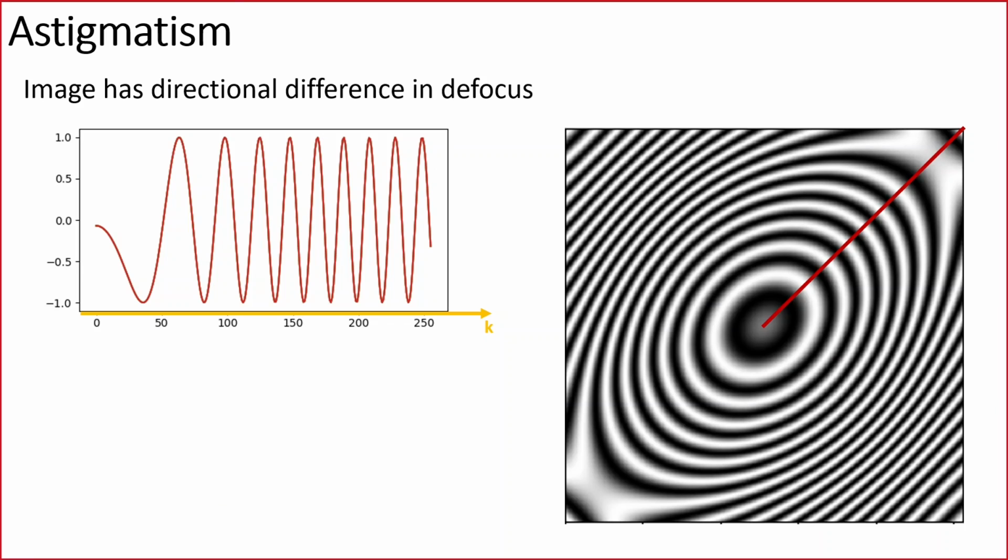Now, I also want to show you what the astigmatism is. The astigmatism is an image that has a different defocus in the x and the y axis. So it has a directional difference in defocus. Now, this has to be done in 2D because we are talking about xy directions. Here we have one direction.